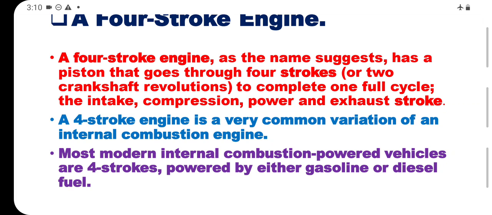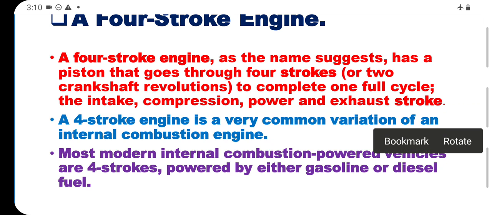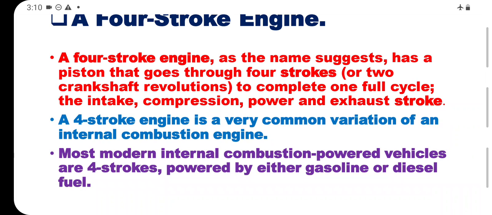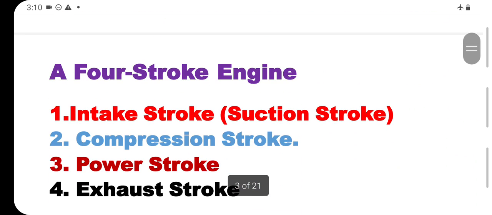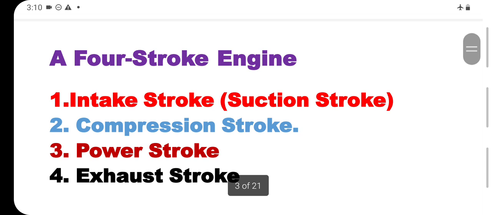The four-stroke engine is a very common variation of internal combustion engines. Most modern internal combustion powered vehicles are four-stroke, powered by either gasoline or diesel fuel. Now, in the four-stroke engine, the first stroke is the intake stroke, the second is the compression stroke, the third is the power stroke, and the fourth is the exhaust stroke. We will discuss them one by one.